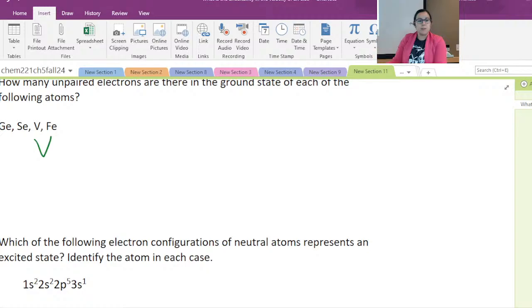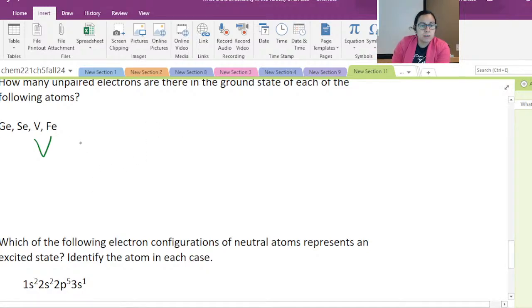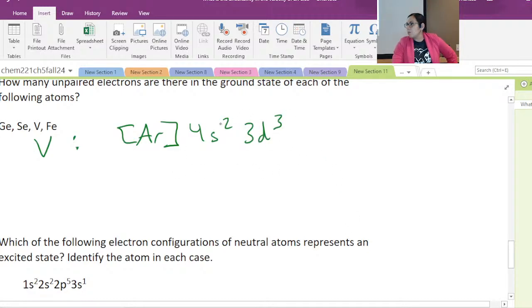So let's start off with, Ben, you want to give us the electron configuration for vanadium at least? Yeah, so I did argon, and then 4s2 and 3d2. So that looks good. So did everybody start off with this at least?